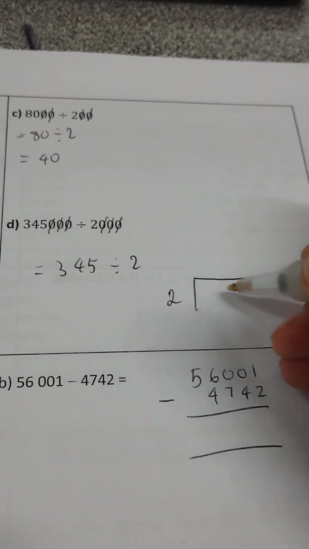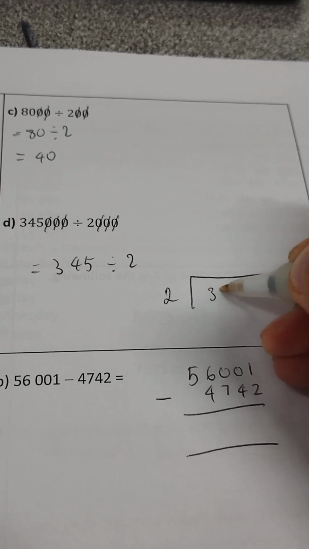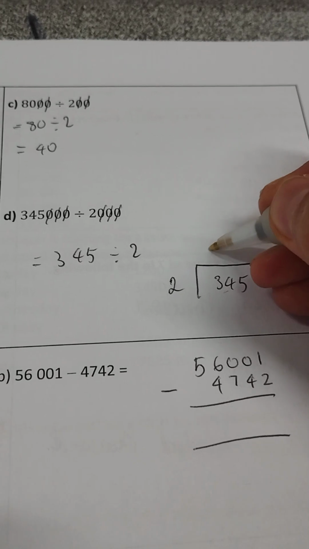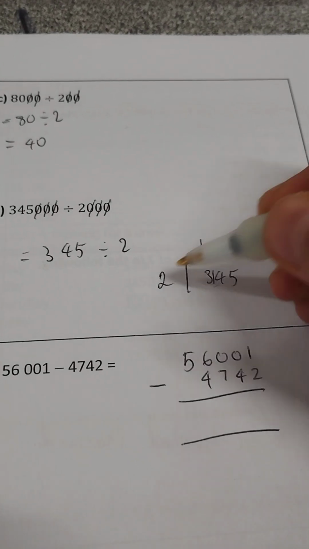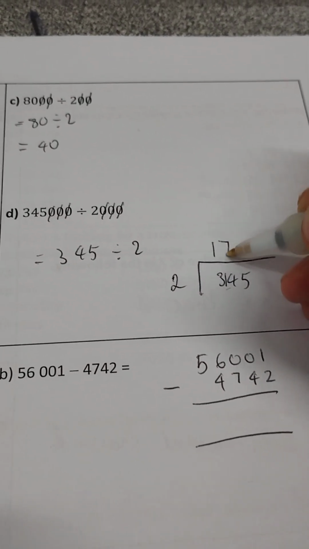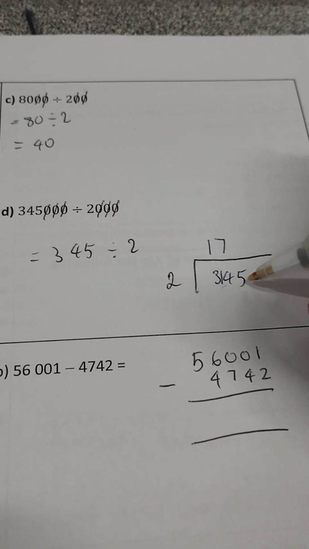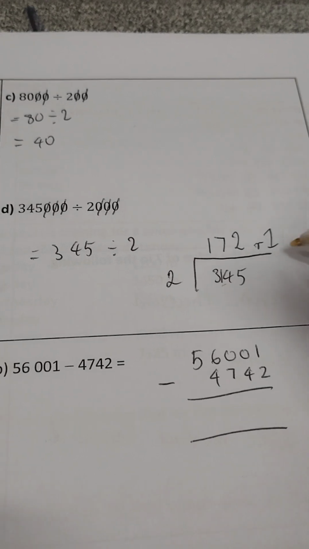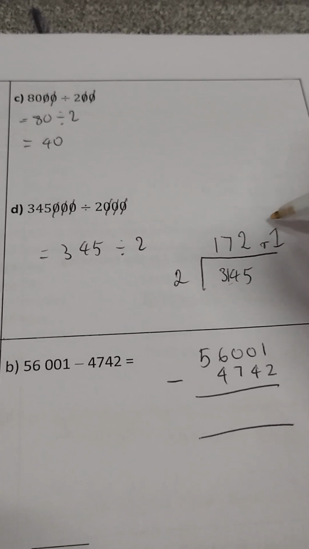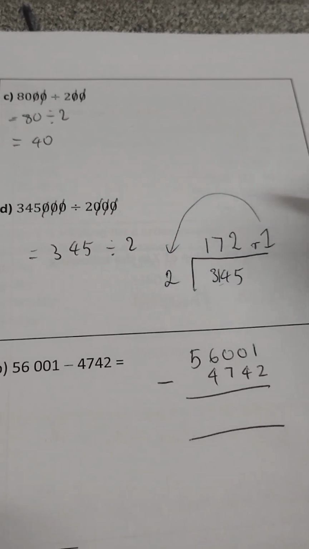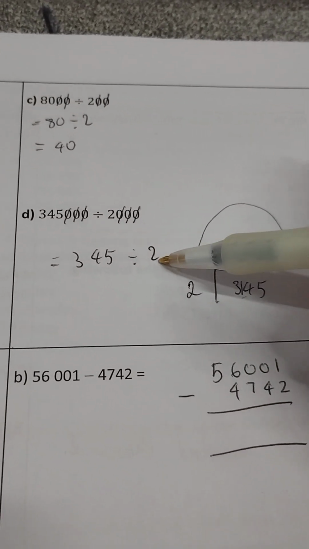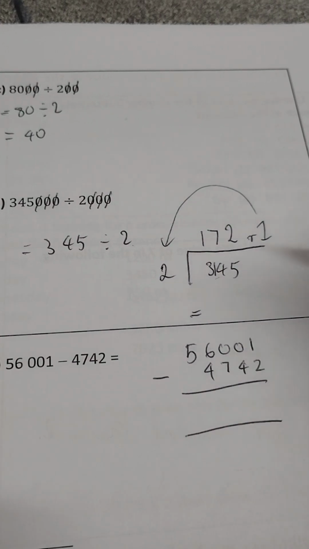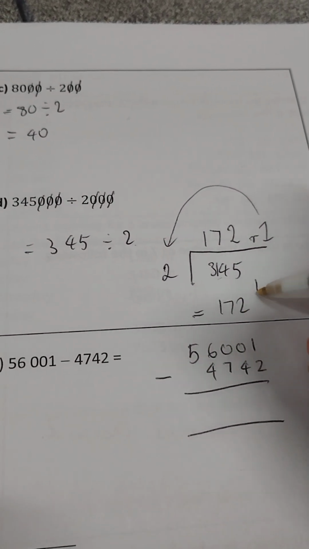They switch places, so 345. Now 2 into 3 can go once, remainder 1. 2 into 14 can go 7 times. 2 into 5, 2 times 2 is 4, that's 2 times. Remainder 1. And we also learnt with a final remainder, put it on top of your divisor. We divided by 2 in the question, so just divide 1 by 2. So your final answer is 172 and 1/2.